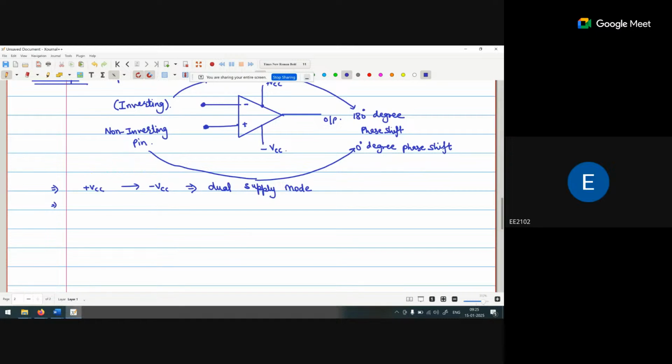Similarly, this is my operational amplifier, with negative and positive inputs. If I give a VCC here and ground here, then it is called the single supply.